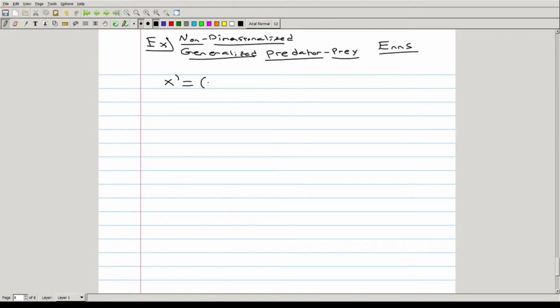So you remember that this was the prey equation for x was a logistic type growth with a predation term that's saturated, and the predator growth also depends on the relative ratio of predators to prey. This is equation 1 and equation 2.